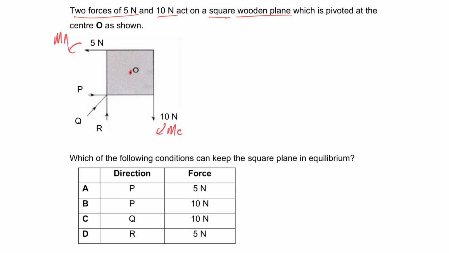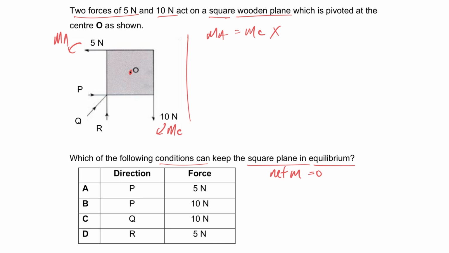And then the question asks which of the following conditions will keep the square plane in equilibrium, that means balance. So in other words, the net moment has to be 0. That means initially, in this setting right now, the object is not in equilibrium. You cannot use anti-clockwise equals clockwise to solve this question.